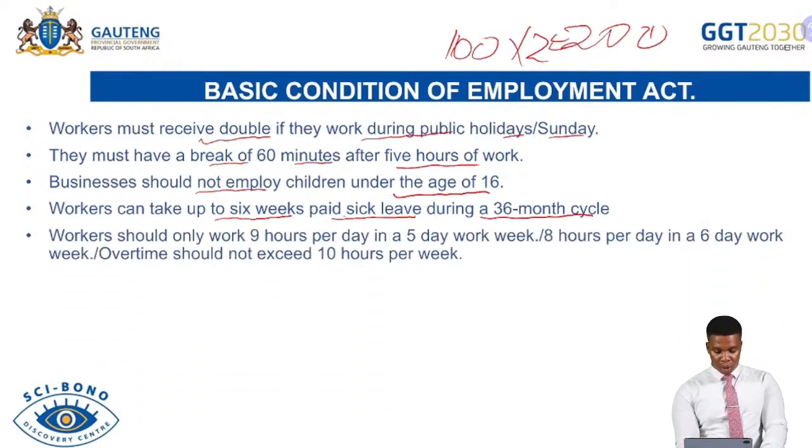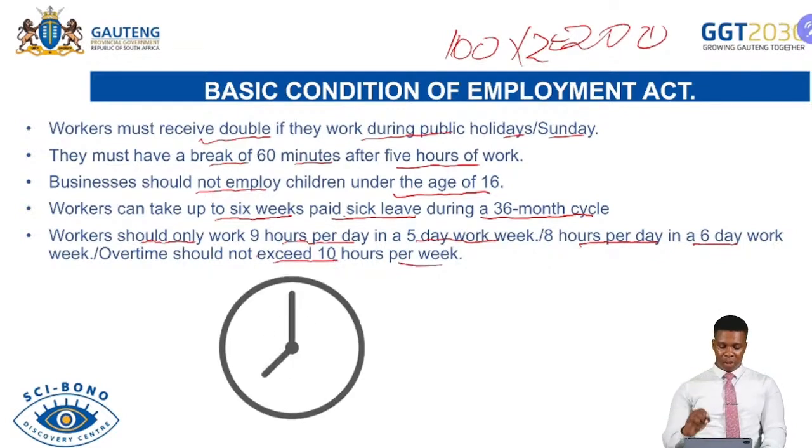And then when we look into the implication when it comes to the basic conditions, this is regarding the working hours. Workers should only work 9 hours per day in a 5-day work week, and 8 hours per day in a 6-day work week, and overtime should not exceed 10 hours per week. So basically, those would be the conditions. They move from regulations of working hours to now the sick leave or types of leave.